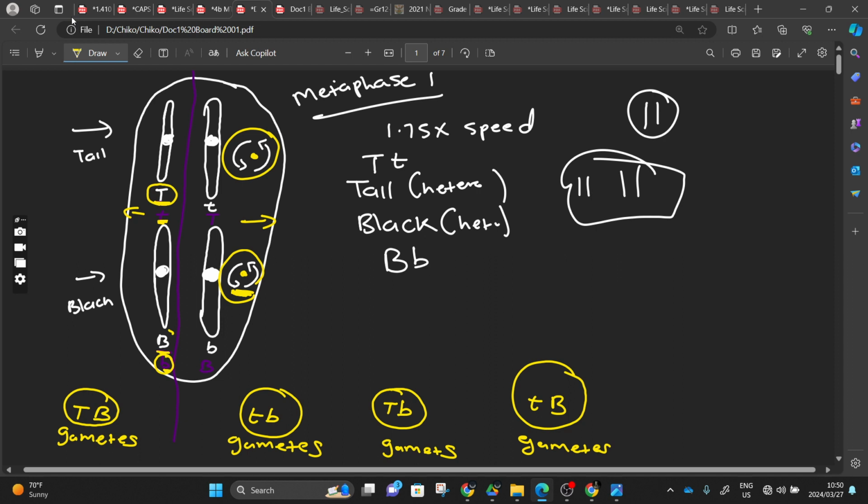So this is what is happening with independent assortment. And another thing, he also said that this T here does not influence the other chromosome here. So it means the chromosomes for tallness do not influence the chromosomes of the color. So you might have a tall gene with a white gene, or you might have a tall gene with a black gene. It does not influence; here we are talking about independent assortment.